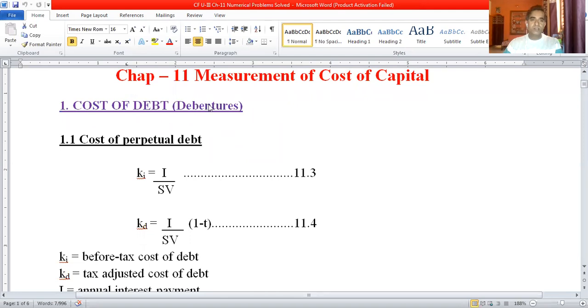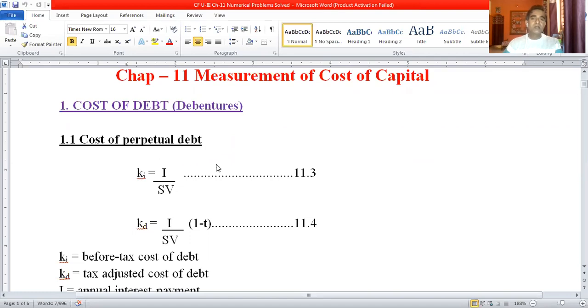In debentures there were two types: perpetual debt or irredeemable debt, where the principal amount will not be repaid to the debenture holder, and redeemable debentures, where after a certain period, say 10 years or 20 years, the principal amount also will be repaid to the debenture holder. We'll consider that later. Now we are going to the first type of debt, which is perpetual debt.